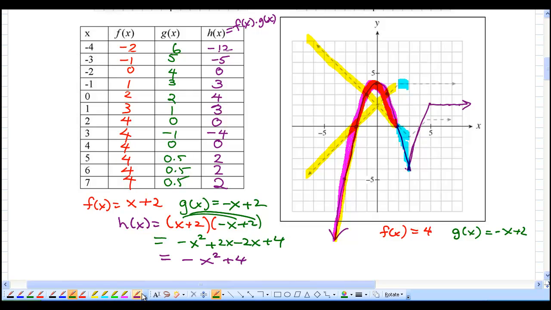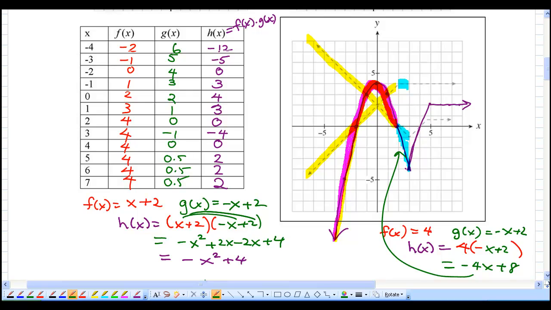And so how do I calculate h of x? Well, it's just f of x, once again, times g of x. And if I multiply them together, what do I have? It's negative 4x plus 8. That's an equation of a line. And that's the line that corresponds to here.